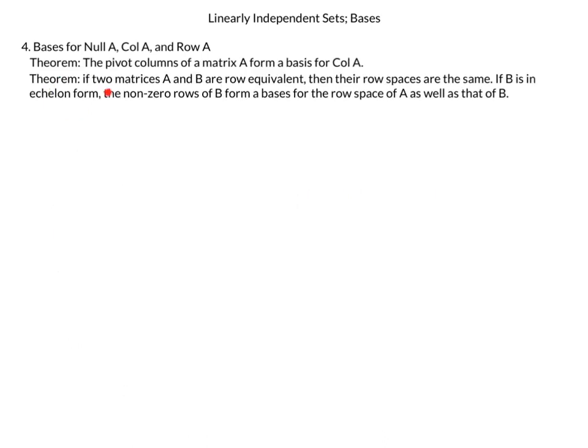Now we have a second theorem for this space. It looks sort of like we're going to start with the same thing as our last example, but it's a different result because it's on the row space. So if two matrices A and B are row equivalent, then their row spaces are the same. If B is an echelon form, the non-zero rows of B form a basis for the row space of A as well as that of B. So this is totally different from the column space which we just saw, the example we just saw.